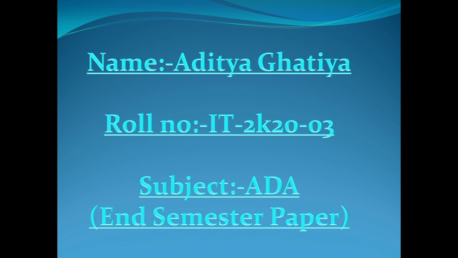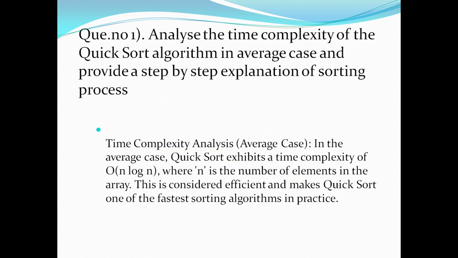So the first question is: analyze the time complexity of the quick sort algorithm in the average case and provide a step by step explanation of the sorting process. So the answer is time complexity analysis. The time complexity of quick sort is O(n log n), where n is the number of elements in the array. This is considered efficient and makes quick sort one of the fastest sorting algorithms in practice.